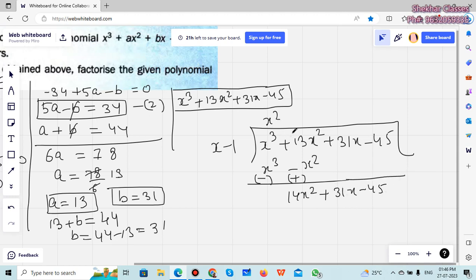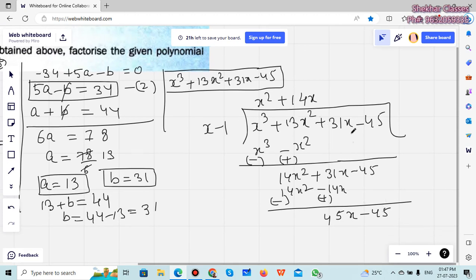Now again, how many times will it go? 14 times, right? 14x times. So it will be 14x square and minus 14x. Am I right? So this will become minus, this will become plus. These will get cancelled here. So 31 plus 14 is 45x minus 45. Now how many times will it go? It will go 45 times.